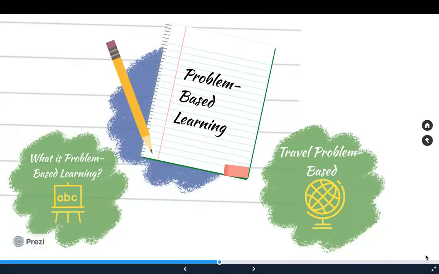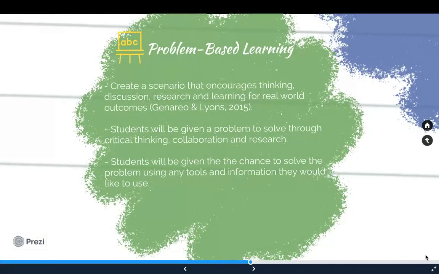This topic of planning a trip could also be looked at through problem-based learning. Problem-based learning is done through the teacher creating a scenario that encourages thinking, discussion, research, and learning for real-world outcomes. The students are given a problem and will try to solve it through critical thinking, collaboration, and research. Students will solve the problem using any tools and information they would like to use.